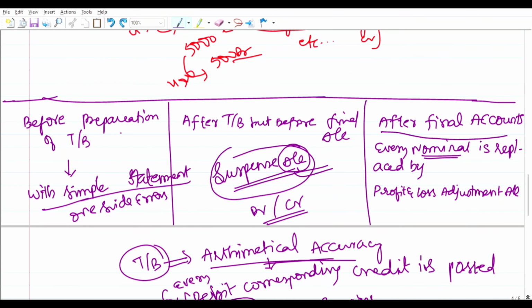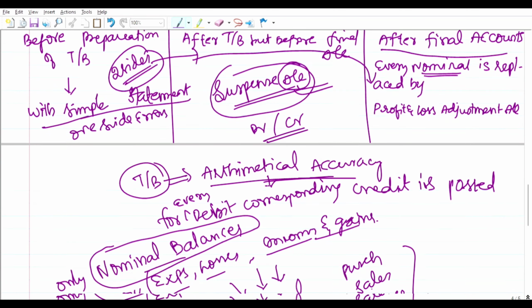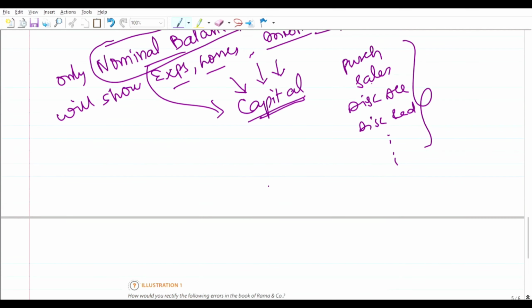And these are the stages for rectification of errors. One more thing: before preparation of trial balance, if any two-sided errors occurred, then we are going to generate one entry, and the same entry will be recorded here. But if that error includes a nominal nature, we are going to replace it with the P&L adjustment account. The same entry will be recorded in the three cases.